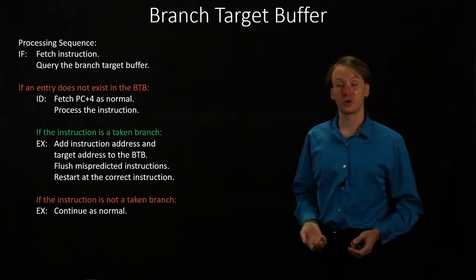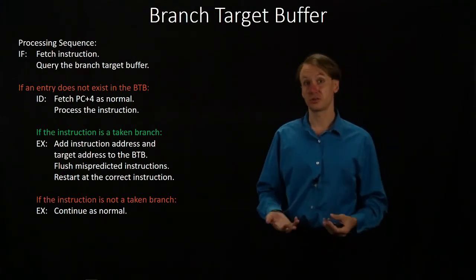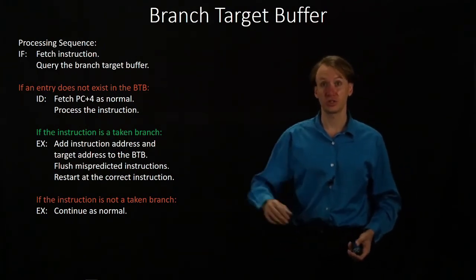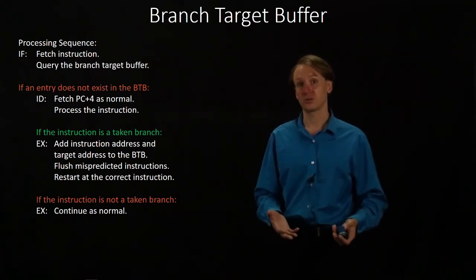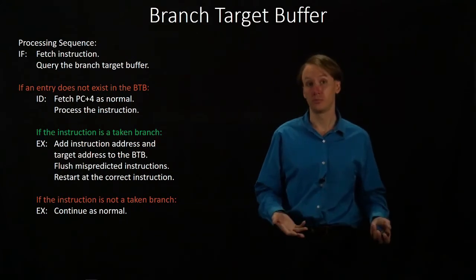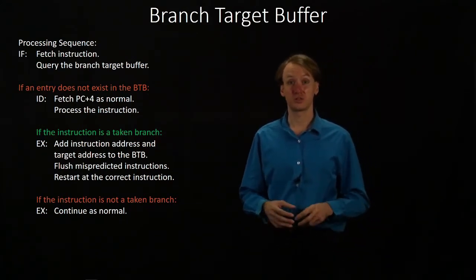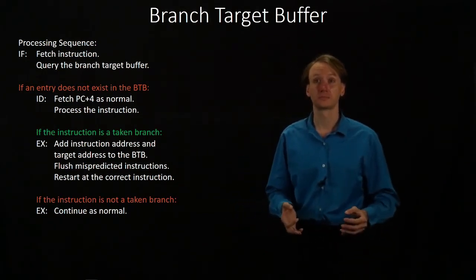On the other hand, if we don't have an entry in the branch target buffer, then our process is a little different. In this case, we believe we don't have a branch that we're going to take, so we just fetch the next instruction the way we normally would. As long as it doesn't turn out that this was actually a branch that we were supposed to have taken, then we just continue like normal. This could be a branch instruction that we don't take, but it's more likely that it's just some random instruction that doesn't have anything to do with branching at all.